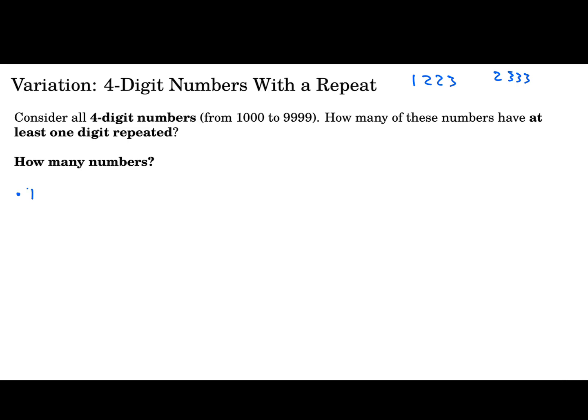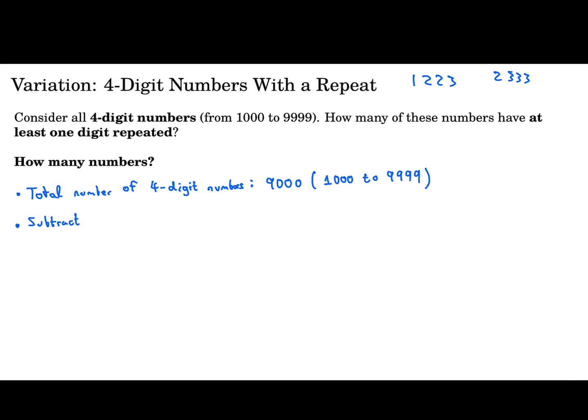So let's count the total number of 4-digit numbers. This is going to be 9,000. These are all the numbers from 1,000 to 9,999, right? So you have 9,000 of them. And now what we want to do is subtract.